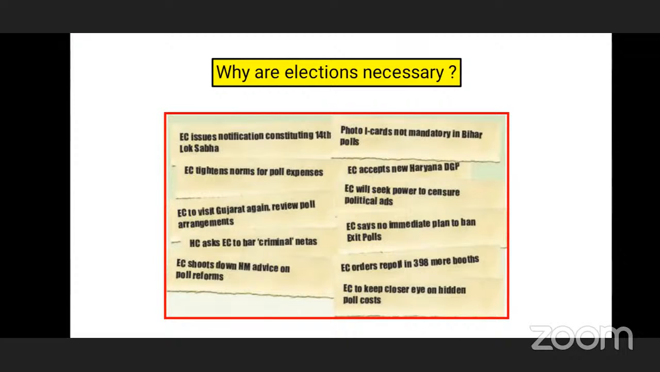Students, what did you observe in those paper clips? Look at them carefully and read out. What did you understand about the paper clips? Can you say anything about that? Yes, the Election Commission is more powerful than other institutions. Look at the top headline. Why are elections necessary?